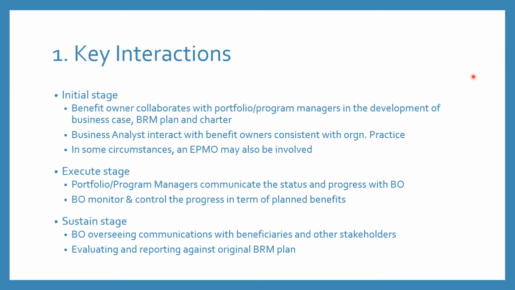In my previous video, we discussed, as part of the BRM framework, that there are three stages in BRM. One is the initial stage, where the benefits are defined, aligned with the strategy, and the initiatives are chartered. Then the execution stage, where you execute your programs and portfolios, and sustain, where you hand over things to beneficiaries and operations, and measure continuous improvement as well as the benefit realization. So what are the key interactions involved in all these three stages?